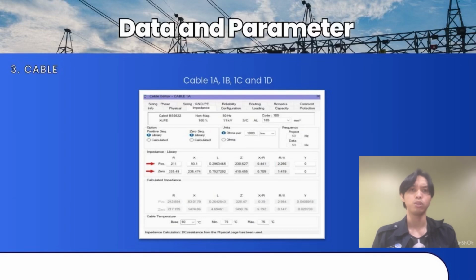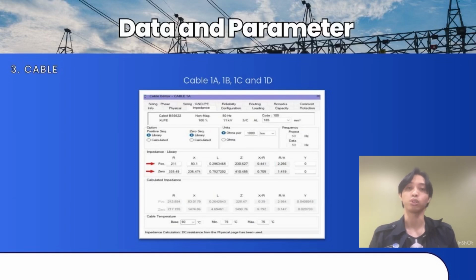For the zero sequence, two sets are considered: 335.49 ohm for the resistance and 236.47 ohm for the reactance, or 217.16 ohm for the resistance and 1474.86 ohm for the reactance. The X per R ratio ranges around 0.44 to 0.71 depending on the source.